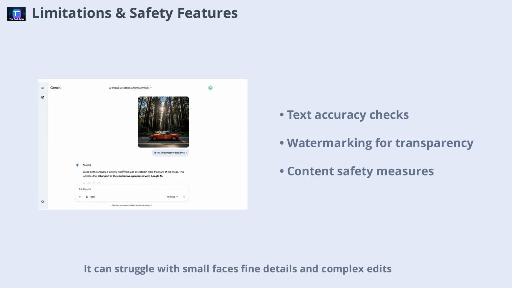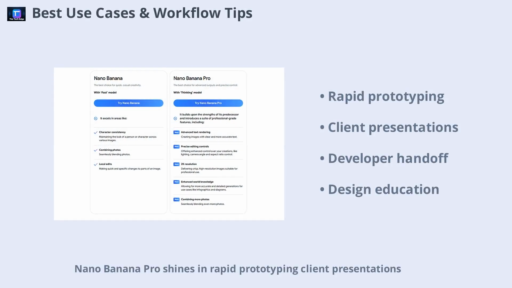It can struggle with small faces, fine details, and complex edits. Text accuracy in buttons or labels still needs verification, and advanced state changes may require separate generations. On the safety side, all images include imperceptible Synth ID watermarking for transparency, and Google applies robust filtering to ensure appropriate content and representation. Nano Banana Pro shines in rapid prototyping, client presentations, developer handoff, design education, and content creation.